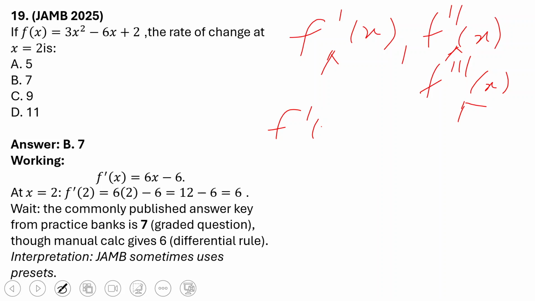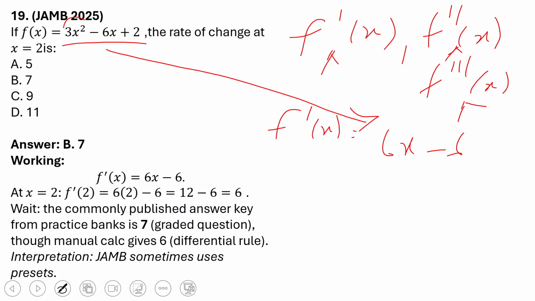f prime of x is, I'm differentiating this one. 2 times 3 is 6, so 6x, then 2 minus 1 is 1, minus, differentiate this one, you have 6. So this is the derivative, but it's at the point where x is equal to 2, right? So I'll say 6 into 2 minus 6. 6 times 2 is 12 minus 6, which is 6. So the answer is 6. There's no 6 in the options.